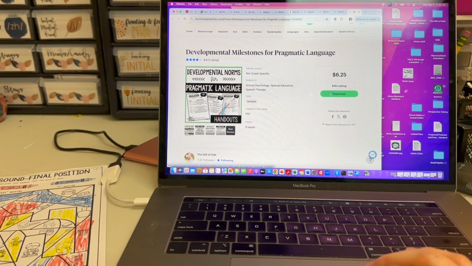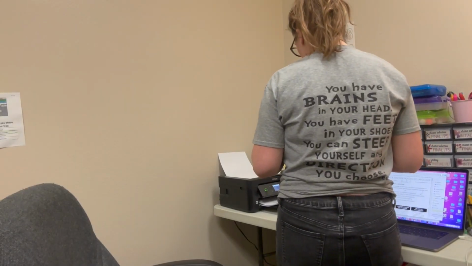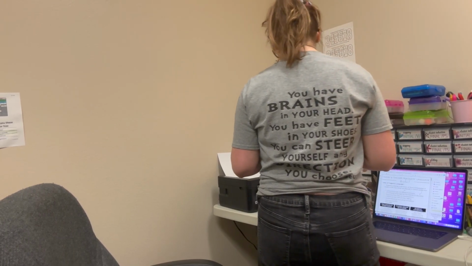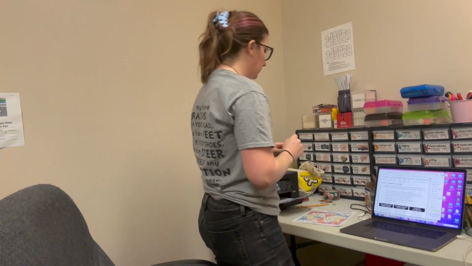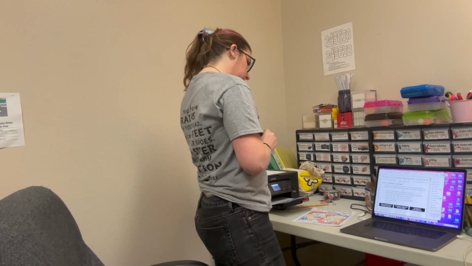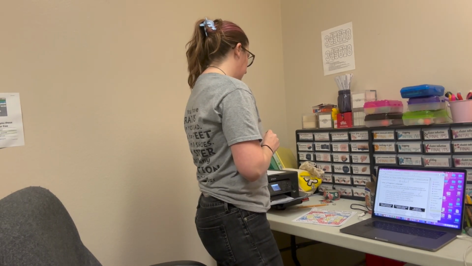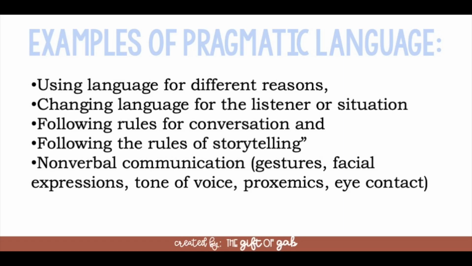Culturally responsive practice seeks to understand pragmatic norms specific to the student, client, or patient. Pragmatics includes both verbal and nonverbal communication. Examples of pragmatic language include using language for different reasons, changing the language for the listener or situation, following rules for conversation, and following the rules of storytelling, nonverbal communication, gestures, facial expressions, tone of voice, proxemics, and eye contact.